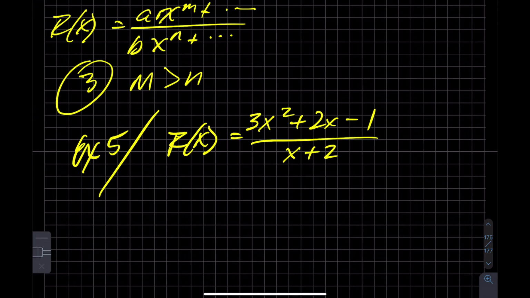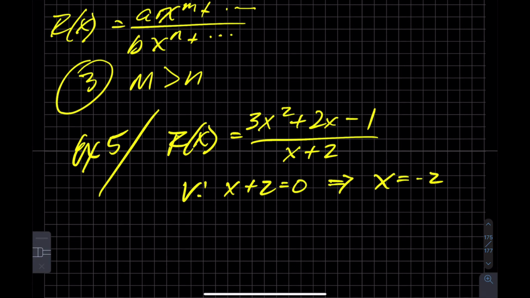Okay? So first, vertical asymptote. Well, that's going to occur at x plus 2 equals 0, which means that it occurs at x equals negative 2. So I have a vertical asymptote, maybe, at x equals negative 2. Now, is x plus 2 a factor of the numerator? Remember, we have to check that to see if it's a removable discontinuity or not.